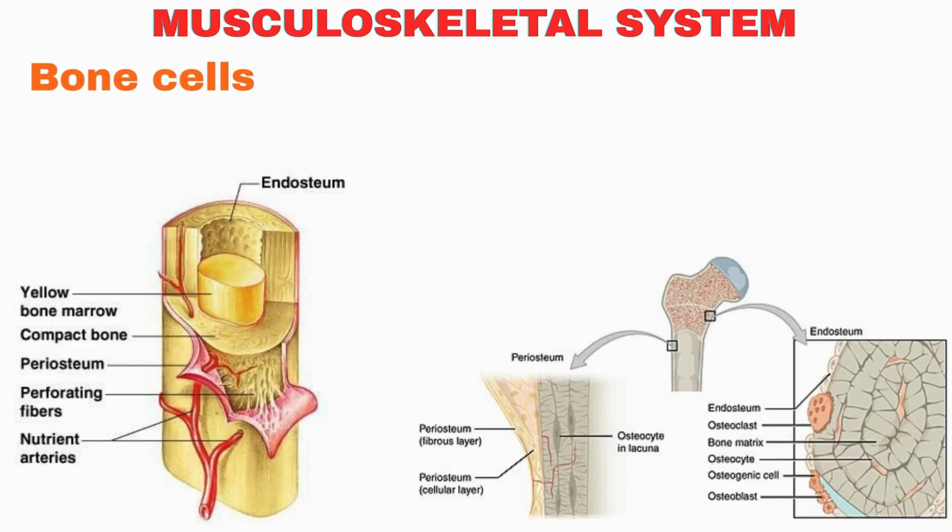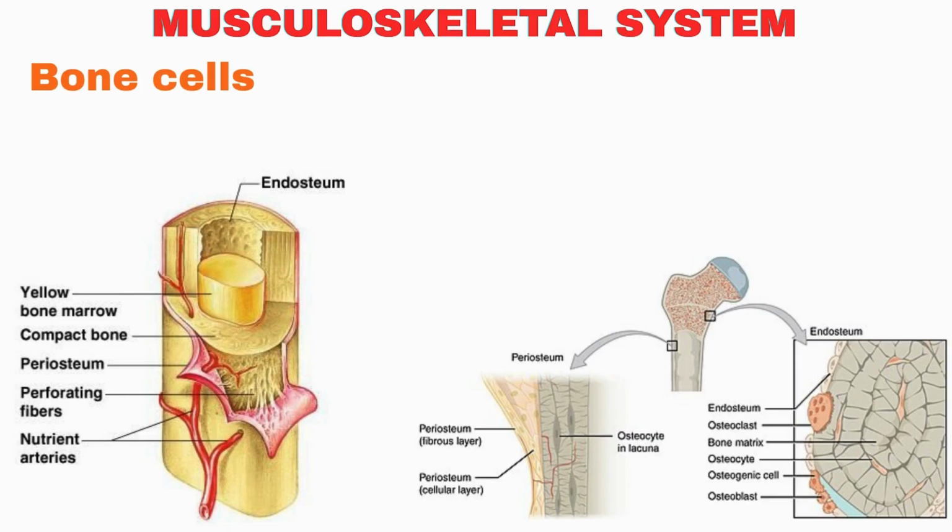Covering the bone is a dense fibrous membrane known as the periosteum. This membranous structure nourishes bone and facilitates its growth. The periosteum contains nerves, blood vessels, and lymphatics. It also provides for the attachment of tendons and ligaments.